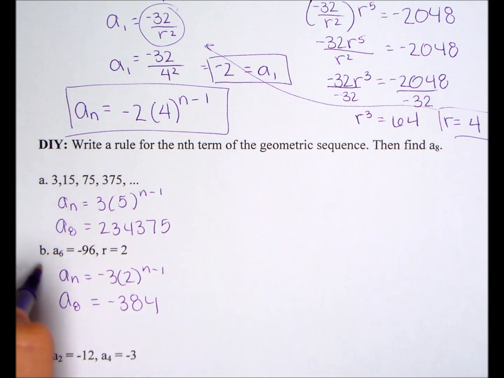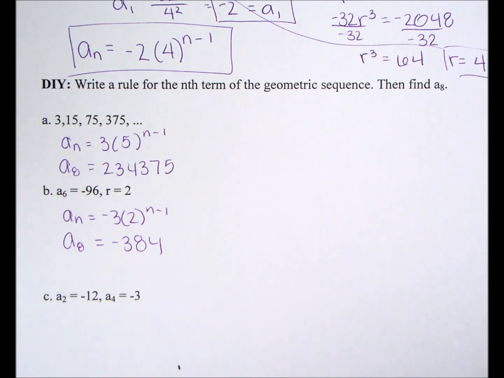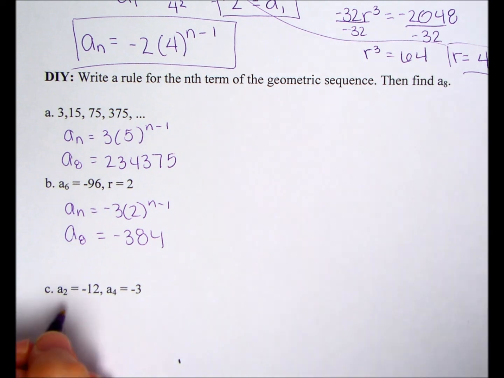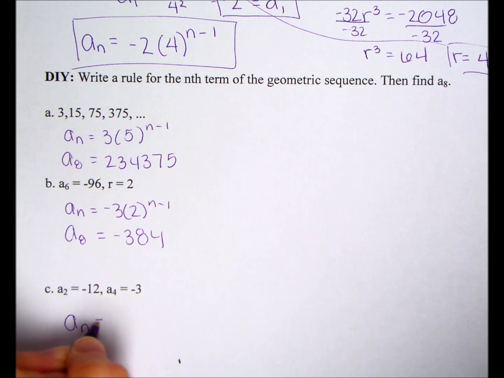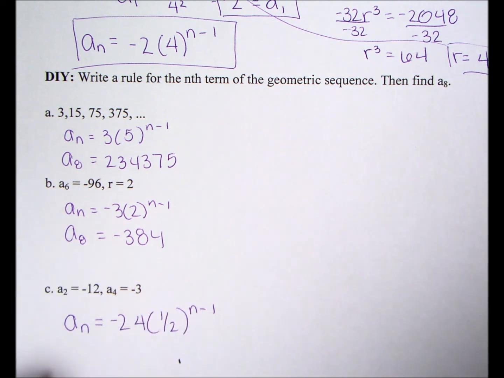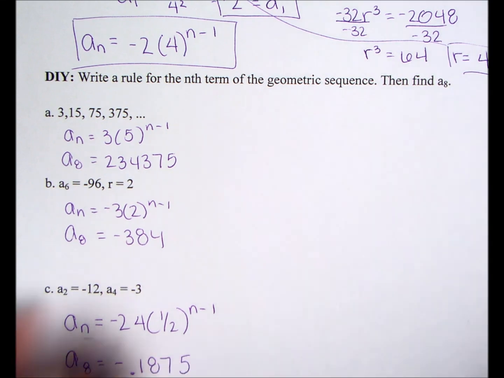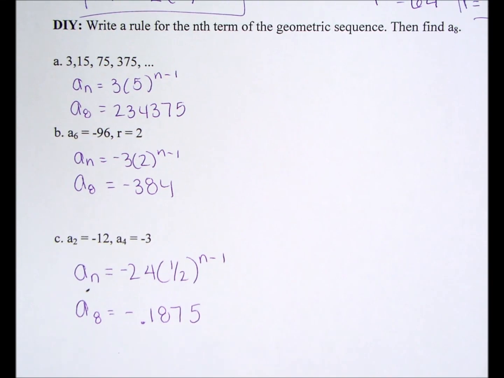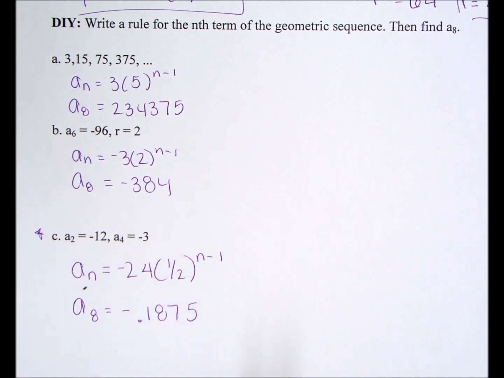Now these two are from yesterday, so if you don't know where we just did this, that's because we did this yesterday. And then the last one is just like the last two problems we did. I will get my rule to be a sub n equal to negative 24 times 1/2 to the n minus 1, and the 8th term I get is negative 0.1875. So hopefully you guys can try those ones out on your own and see that we can get the same thing for all three of them. Obviously this one is the most challenging out of them. So start here and go down the list.